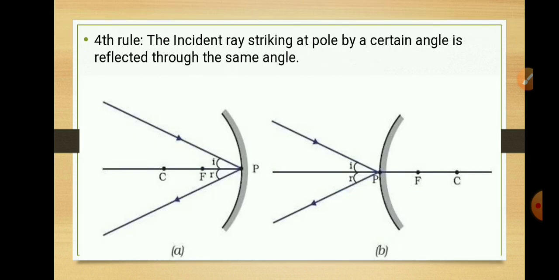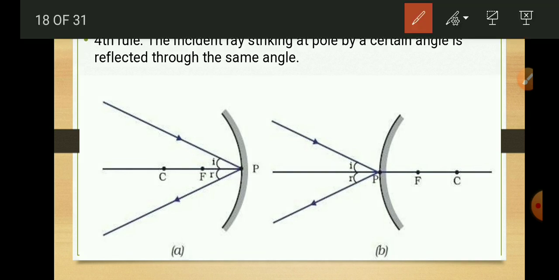Next rule is that an incident ray striking at the pole at a certain angle is reflected through the same angle. Meaning when a ray is incident obliquely to the principal axis towards the pole on a concave mirror or convex mirror, it is reflected obliquely. The incident and reflected rays follow the law of reflection. That is, the angle of incidence is equal to the angle of reflection.